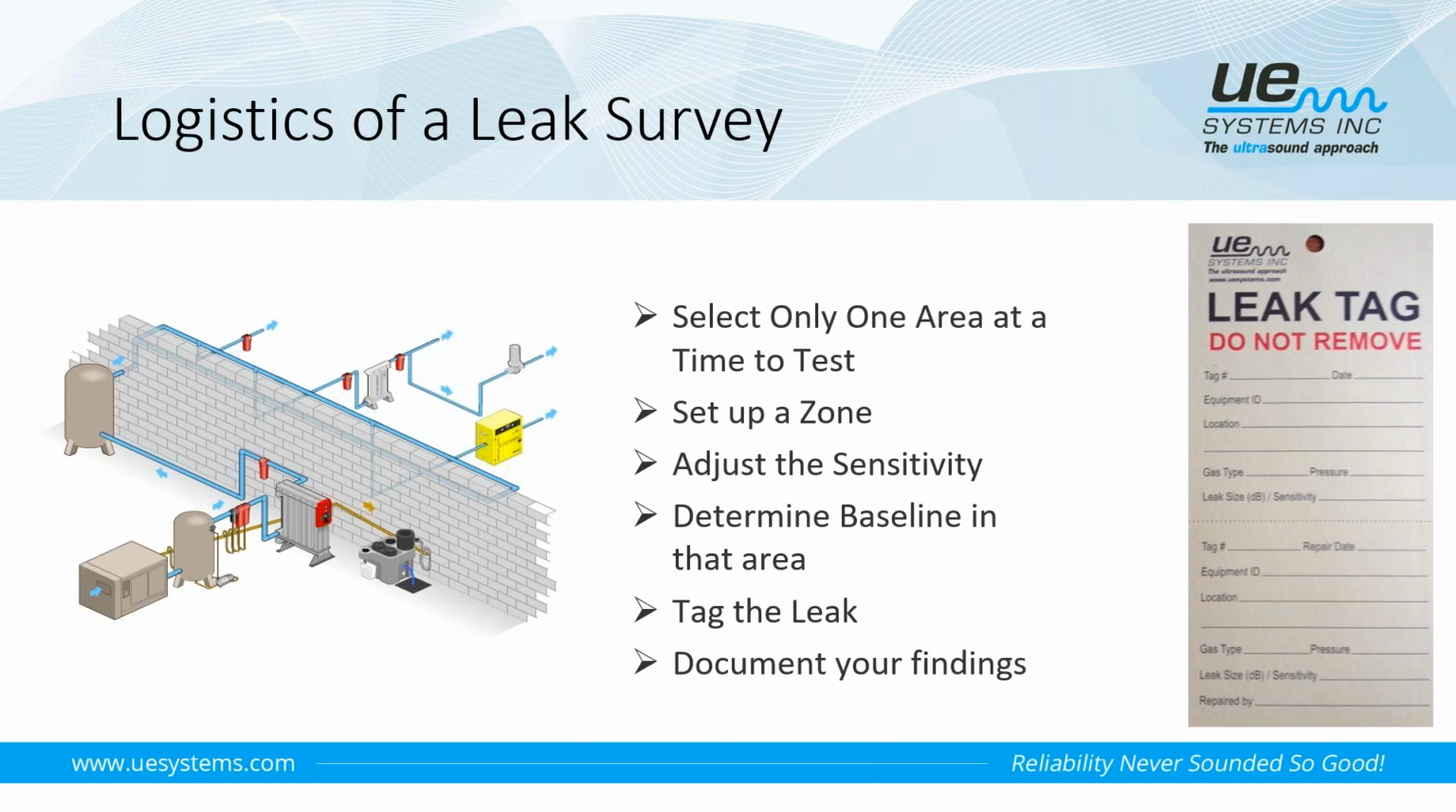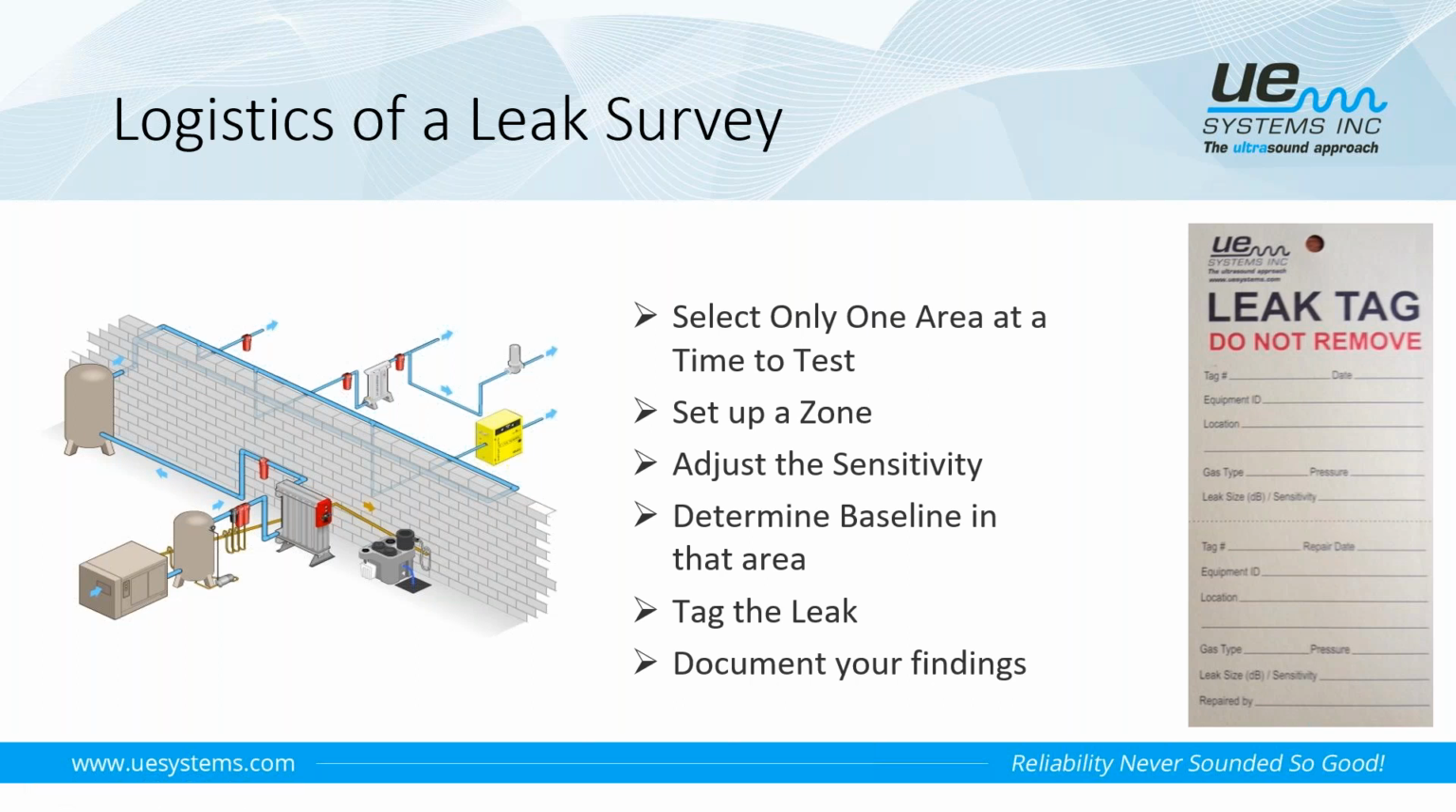You see on the right here, our leak tags. You can get leak tags from just about anybody. Any of your suppliers, you can probably find leak tags. The leak tags that we offer at UE Systems are really a two-part tag. So you've got this main portion up at the top where we can write our information. We've got the leak number or the tag number, the date. We can write some descriptive information there as far as the location of the leak, the type of gas, the pressure. And then you've got a perforation, and a smaller tab down here at the bottom that we can write the same information on.